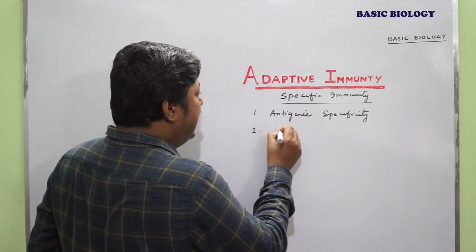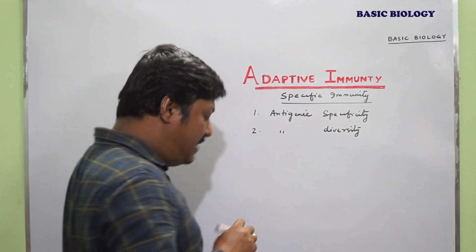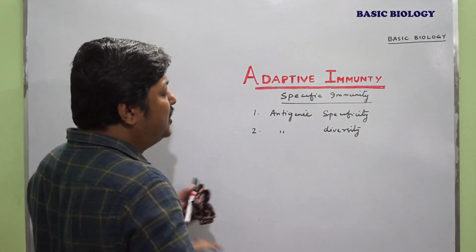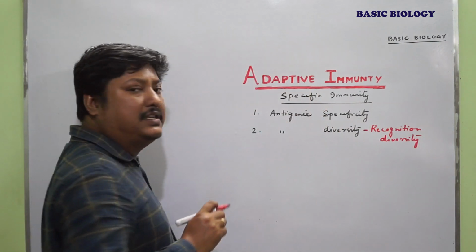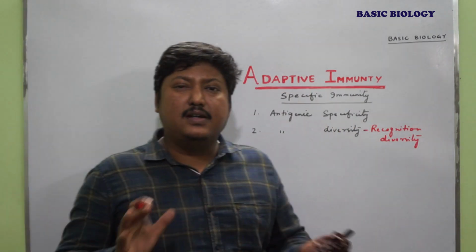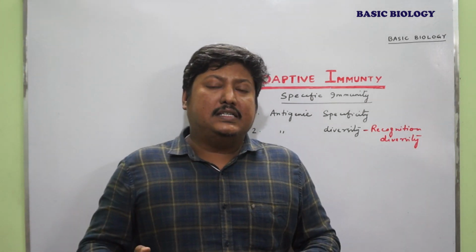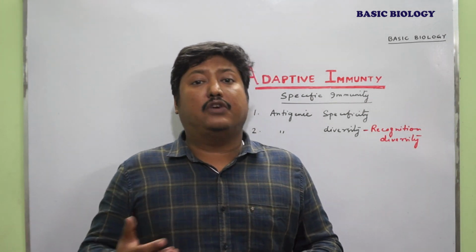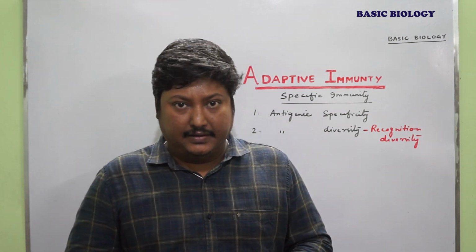Second is antigenic diversity. Diversity here means recognition diversity. Our adaptive immune system has tremendous recognition diversity. That means it can recognize billions, trillions of sequences of antigen and react accordingly.